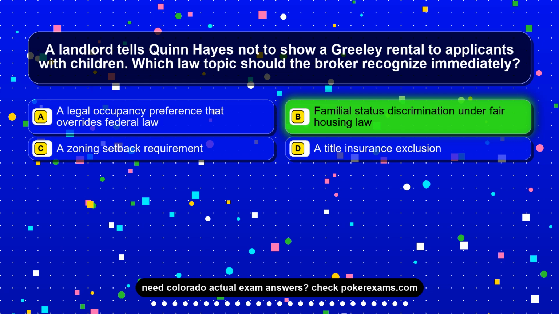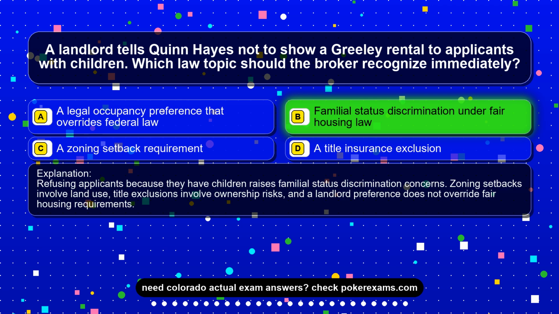The correct answer is option B, familial status discrimination under fair housing law. Refusing applicants because they have children raises familial status discrimination concerns. Zoning setbacks involve land use, title exclusions involve ownership risks, and a landlord preference does not override fair housing requirements.